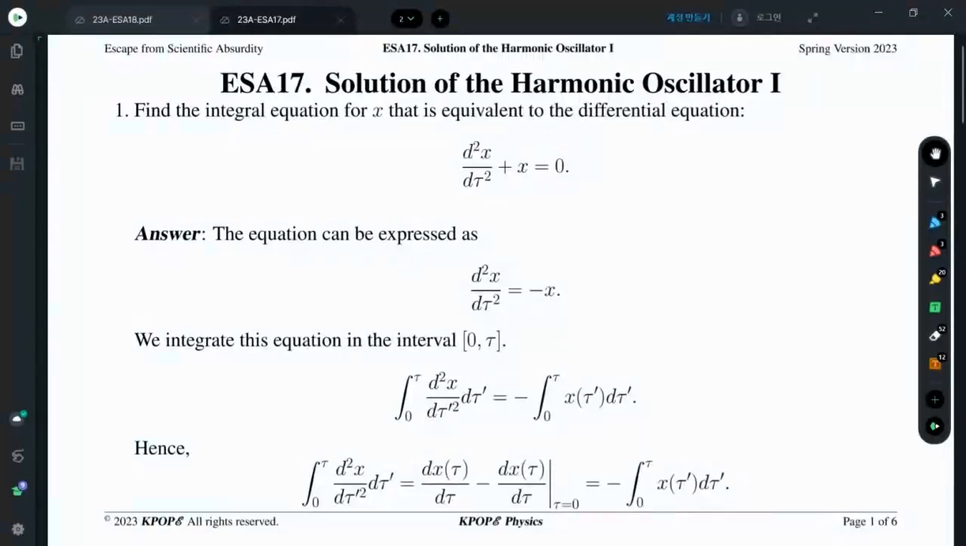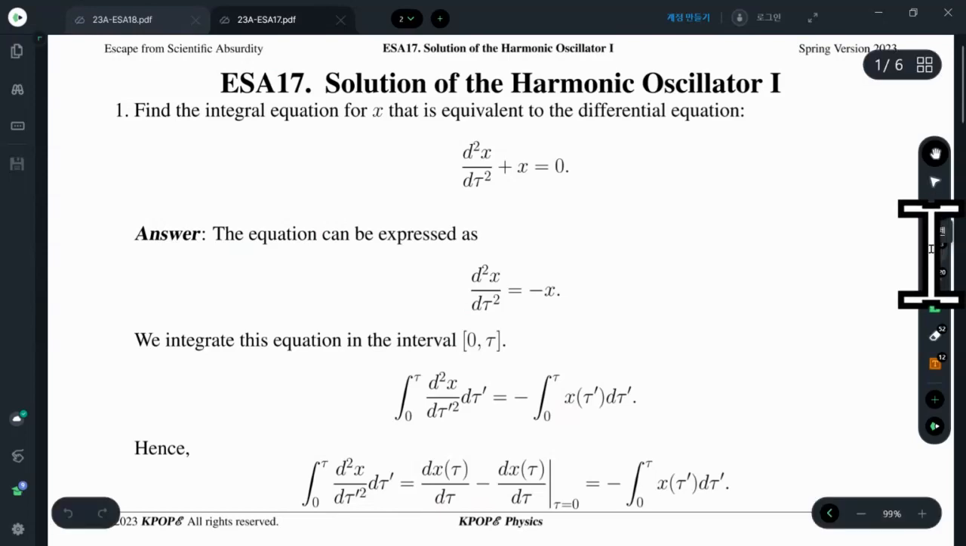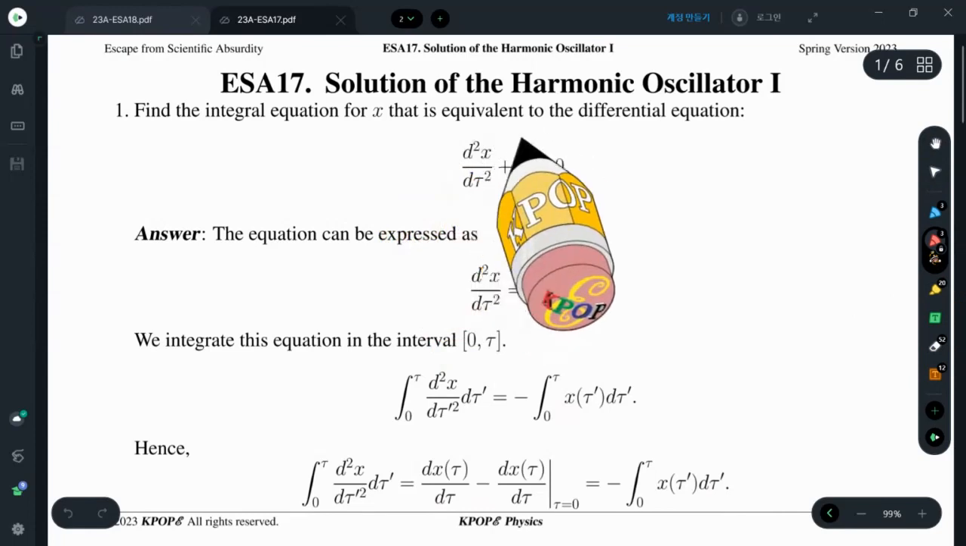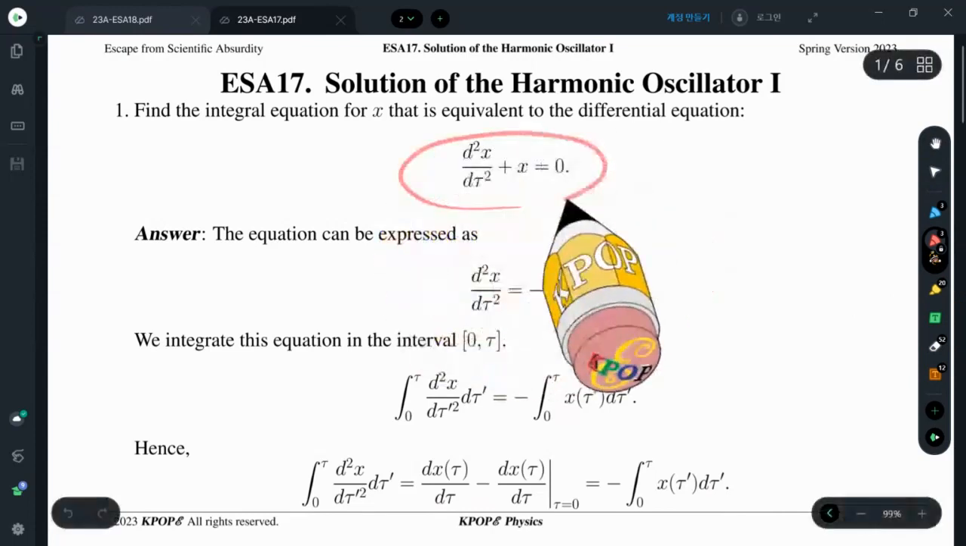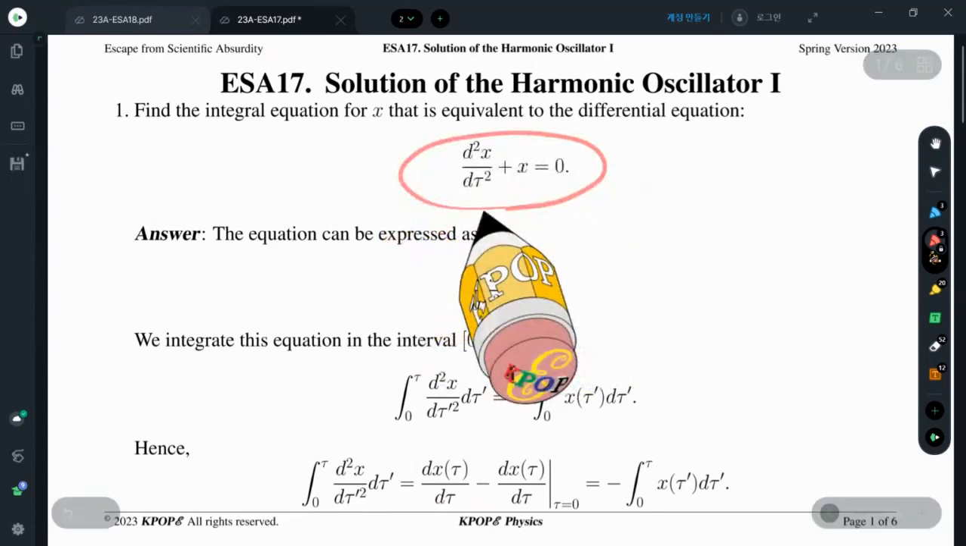Solution of the harmonic oscillator 1. Find the integral equation for x that is equivalent to the differential equation. This is an equation of motion for the simple harmonic oscillator.